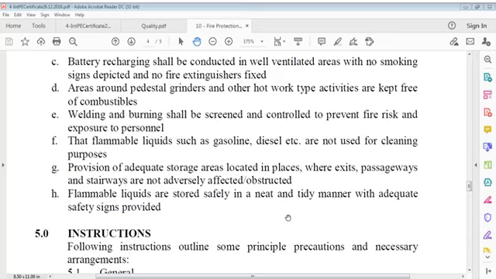Areas around pedestal grinders and other hot work type activities are kept free of combustibles. Welding and burning shall be screened and controlled to prevent fire risks and exposure to personnel. Flammable liquids such as gasoline, diesel, etc. are not used for cleaning purposes.